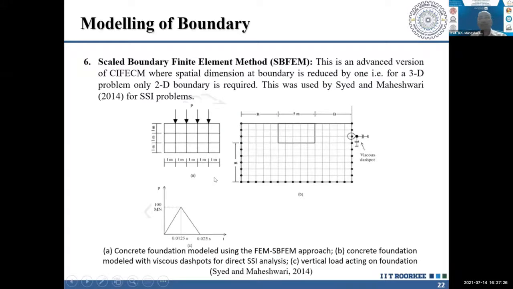Then going to the next, Saeed and Maheshwari used the scaled boundary finite element method in 2014, and this has been published in ASCE. What you could see here is the advantage of SBFEM over the conventional method: computation is reduced because the spatial dimension of the boundary is reduced by one. For a 3D problem, only a 2D boundary is required. What is done here is that a simple problem is taken in the vertical direction. Viscous dashpot is also used, and the results are compared here.